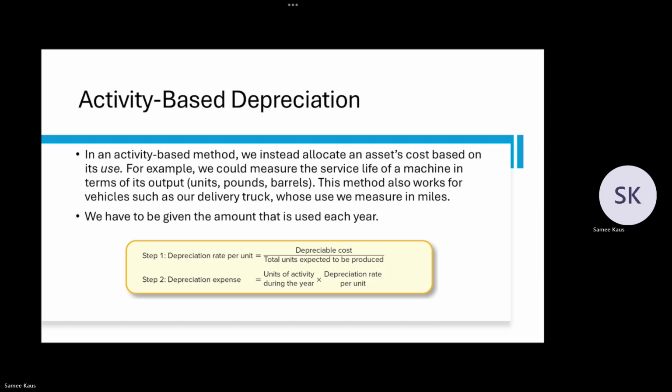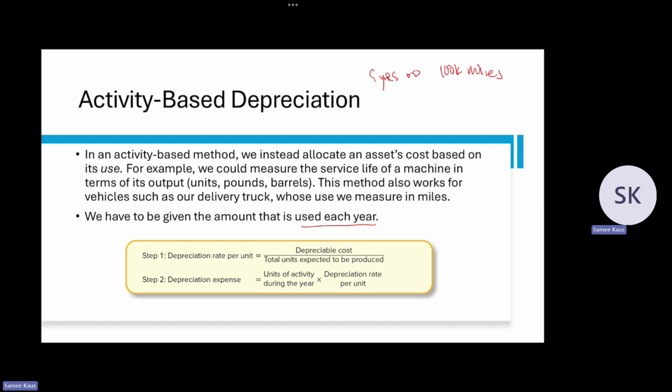Okay. So we have to be given the amount that's used each year. So I have to know how many miles I'm driving this truck each year to employ an activity-based method. So think way back to the beginning of this video when we said we think that it's going to be 5 years or, right, 100,000 miles.